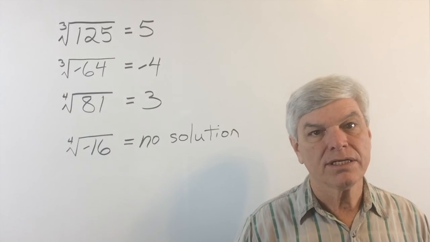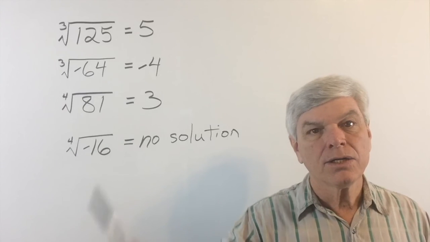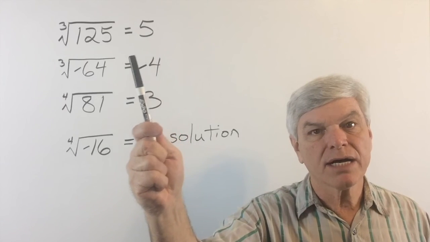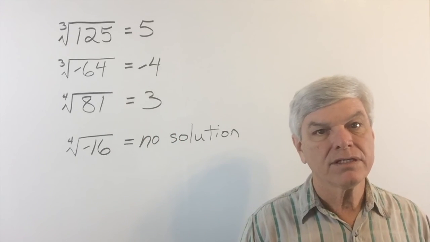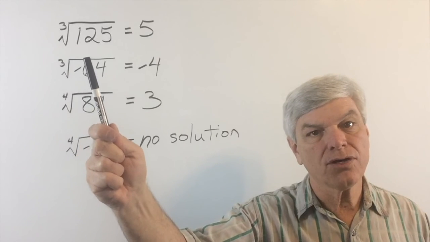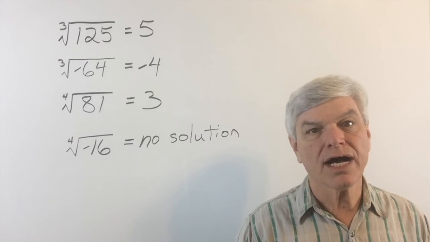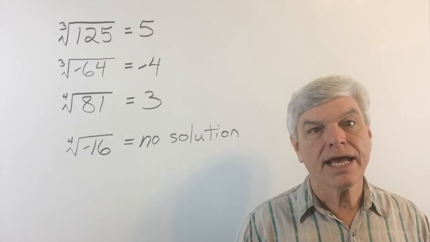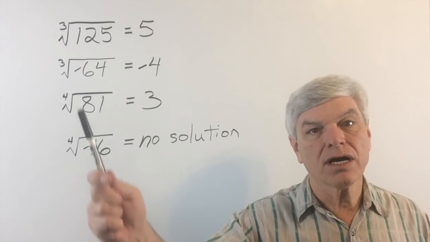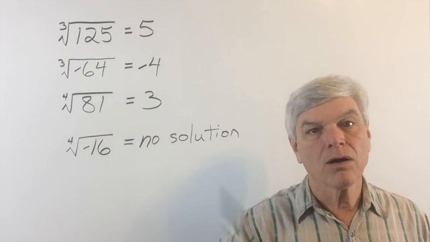three times. Okay? So 5 times 5 times 5 is 125. So the third root, or the cube root, of 125 is 5. Now, the third root of negative 64, what?